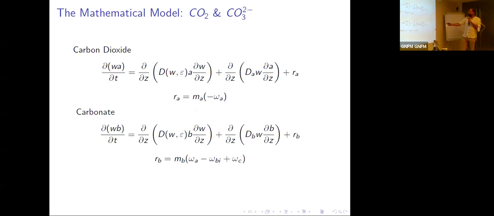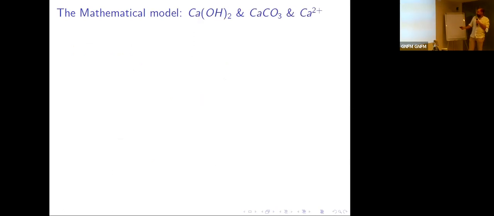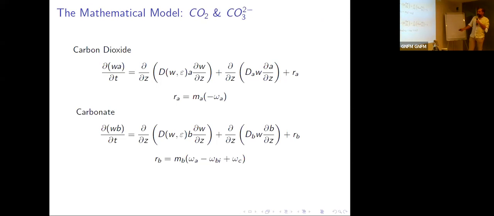Concerning carbonate, it is a similar equation, so we have transport and diffusion, but the reaction term is a bit more complicated. It involves all the three reactions. In particular, carbonate is produced by the reaction of water and carbon dioxide, and by dissolution of carbonate, and it is consumed by reacting with calcium hydroxide.